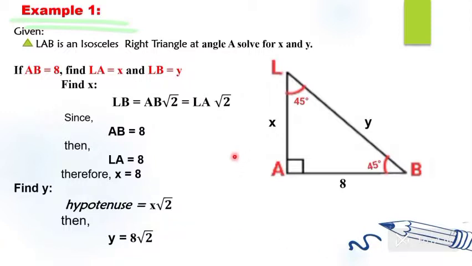Now, we found that it is very easy to find the values of x and y if you only remember the isosceles right triangle theorem, or what we call the 45-45-90 triangle theorem. I guess you now know how to get the values of x and y using this theorem.